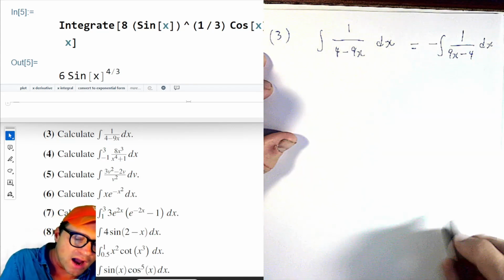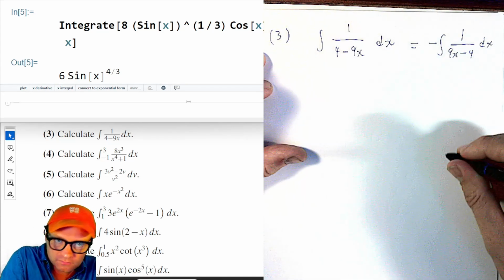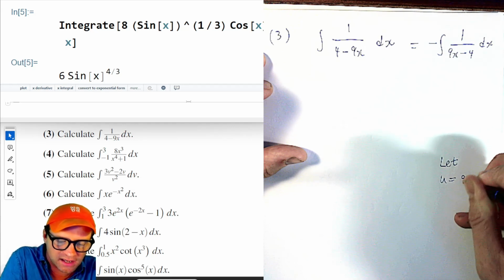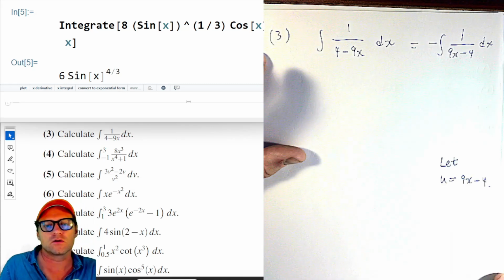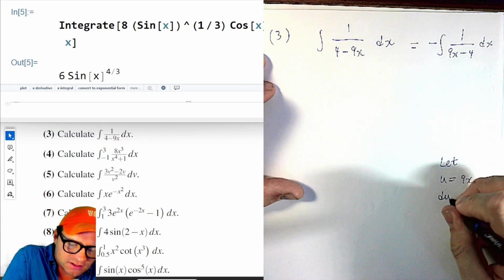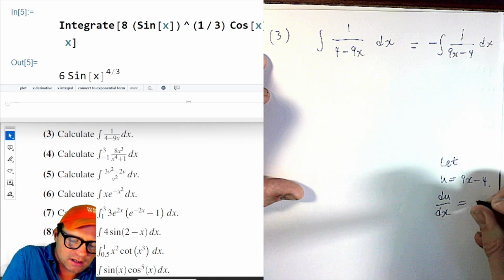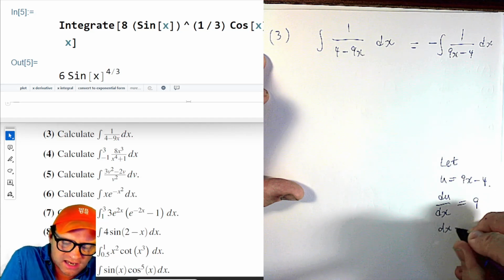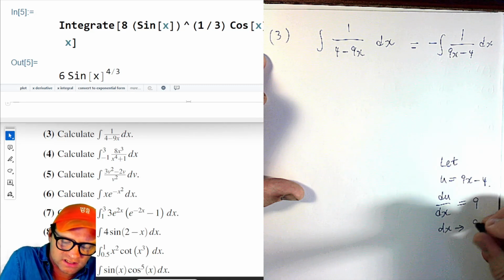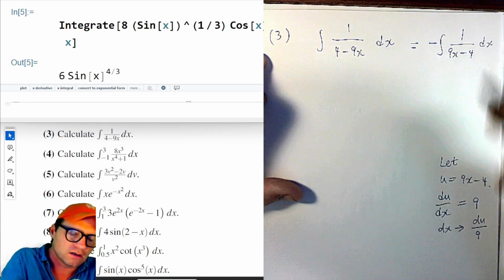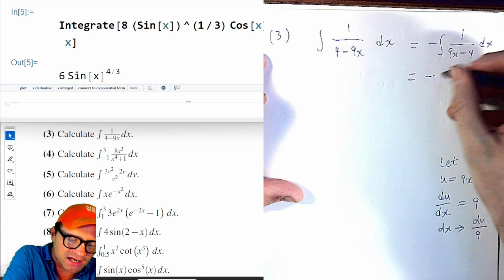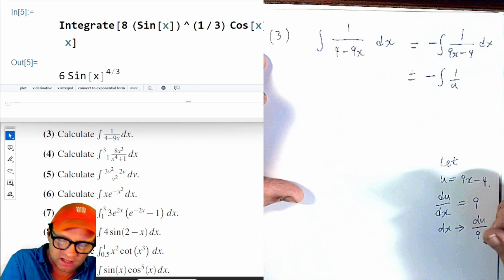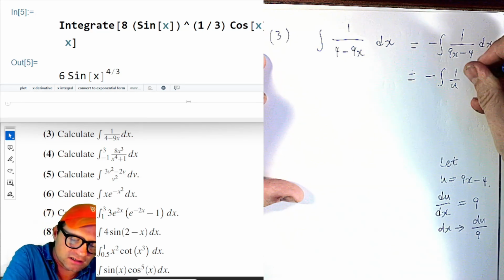Okay, so now let's do this out of the way here. Let u be equal to 9x minus 4. Okay, let's take the derivative, du on dx. And so we get 9. Let's do our little algebraic trick. dx, we're going to replace that with du over 9. Okay, so here then we have minus the integral of 1 over u dx, but we can replace the dx with du over 9.